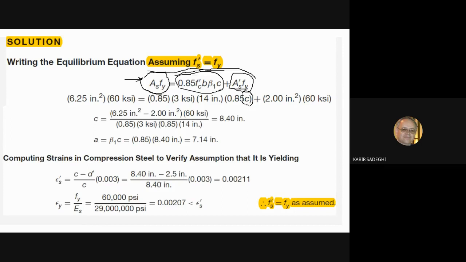C is the distance between the location of the neutral axis up to the extreme fiber of concrete at the top of the section. We find 8.54 inches. And from that, we calculate A. A equals beta 1 times C. And we are lucky, beta 1 is 0.85 because F prime C is 4,000 psi. If F prime C was greater than 4,000 psi, we should calculate beta 1, which would be less than 0.85.